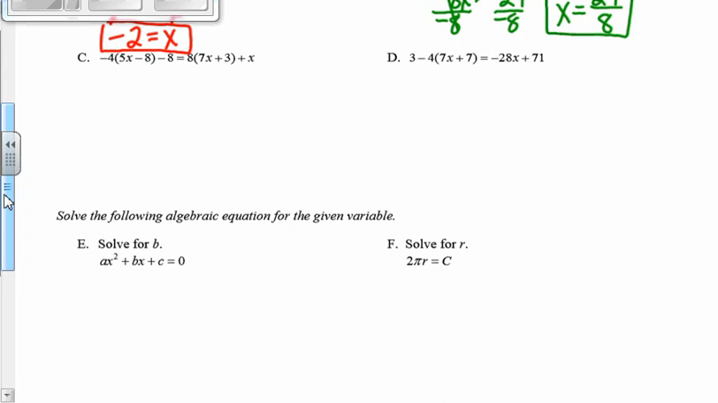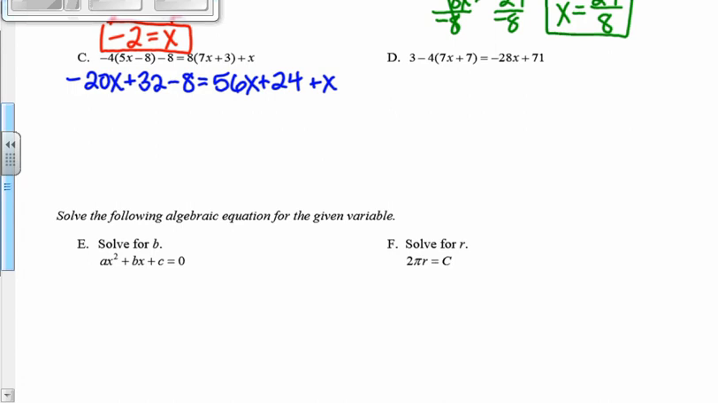Alright, so let's take a look at C and D. These look a little bit more complicated. There's a little bit more simplification to do to start the problem. So as we've been doing, we're going to distribute to start with. So this will give me a negative 20x plus 32 minus 8 equals 56x plus 24 plus x.